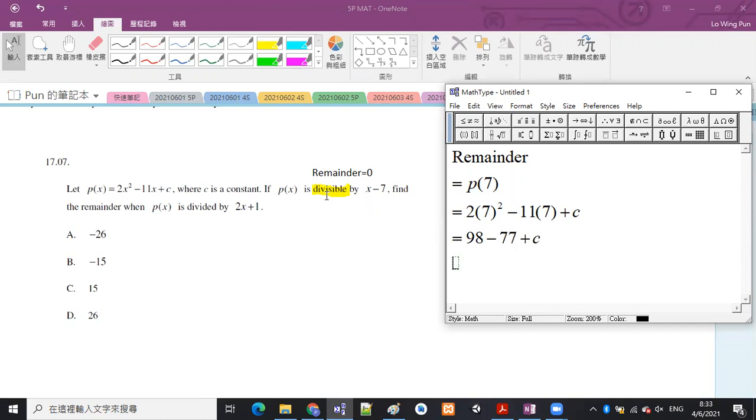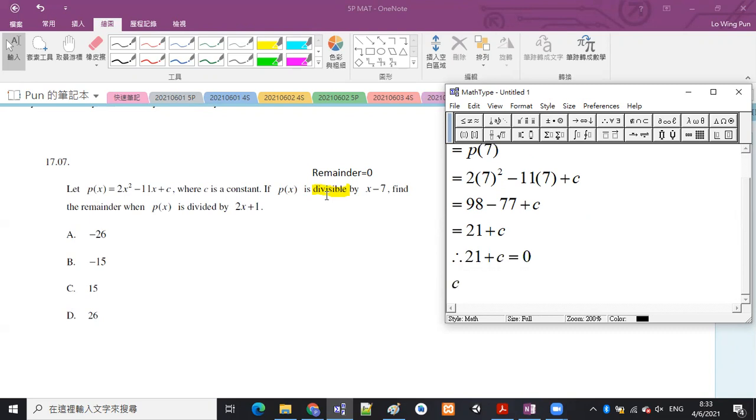And for pure numbers, you just calculate them. 98 minus 77 should be 21, and then plus c. Just copy the plus c. And this is our remainder, but we just write that the remainder should be equal to 0. So we put our remainder equal to 0 and we can calculate the unknown c. Because it's divisible, the value of c should be negative 21.